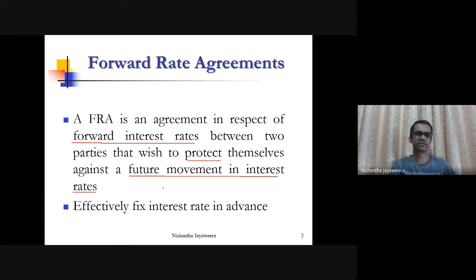This is another instrument that you can use to hedge your interest rate risk. Even interest rate swaps, and options, call options and put options, we can use to hedge or protect your interest rate risk. This is another instrument that we can use. So what does it do? It fixes the interest rates in advance. You fix the interest rate applicable for a future period. It's like this.